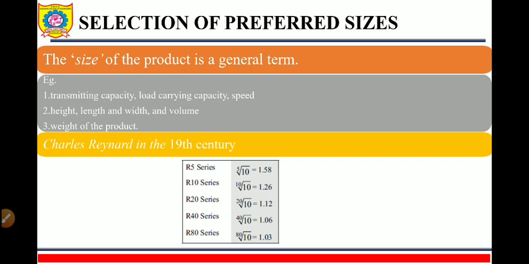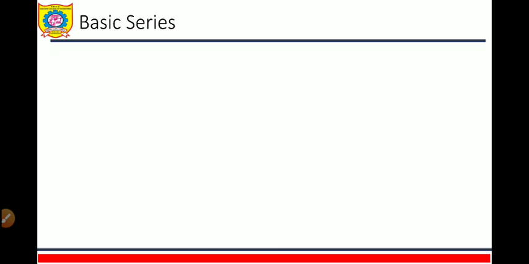One can say, sir, why not R160? If we consider R160, mathematically it becomes 160th root of 10, which is approximately equal to 1. So that number is equal to 1, and there is a very small increase in the next size. That's why, to avoid very large sizes or a very large variety of sizes, we are not increasing our series beyond R80. Fine.